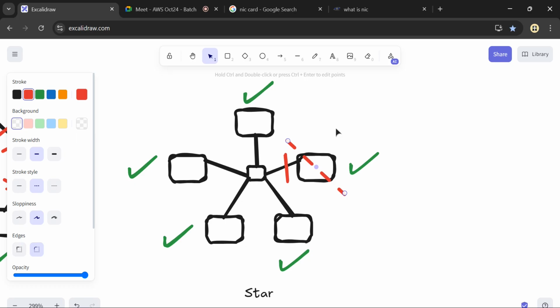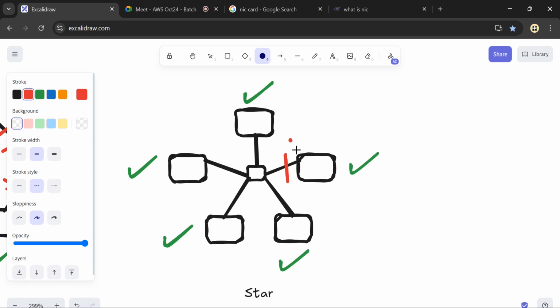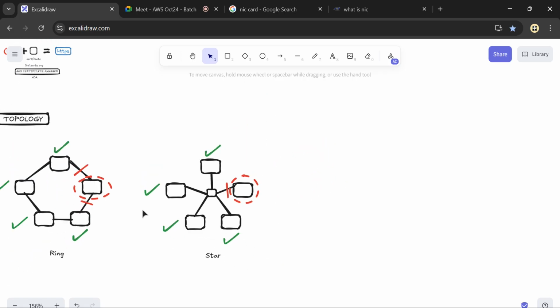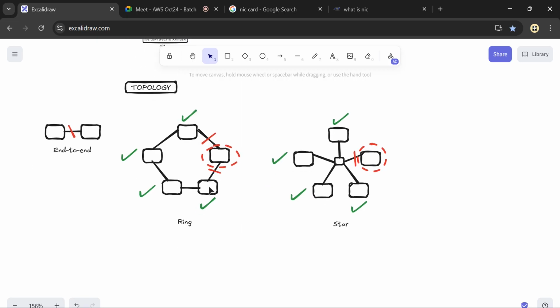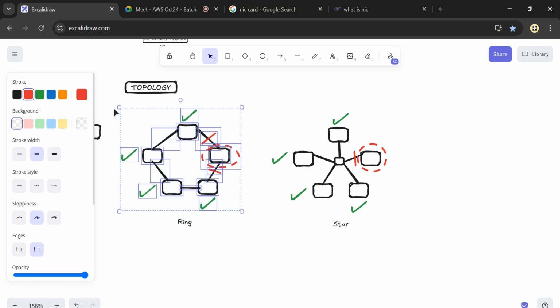This is another type of topology that is used. But again, there is a limitation. If this breaks, then this will get isolated from the other network. So there is another connection which is a combination of ring and star, and that is called a mesh. So this is a combination of ring and star, and that connection is called a mesh.